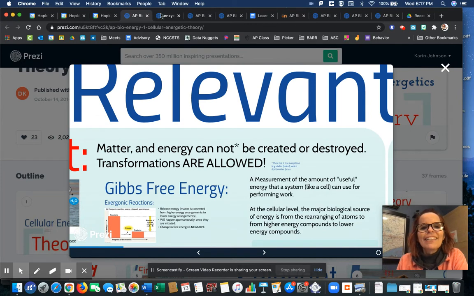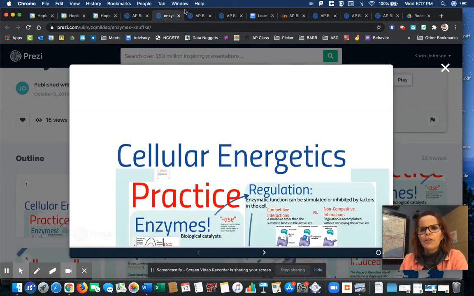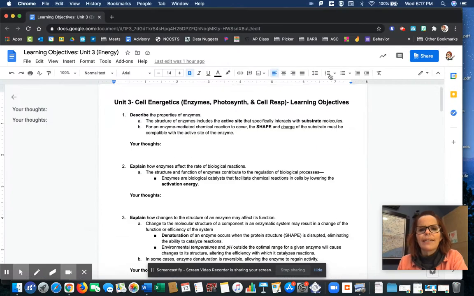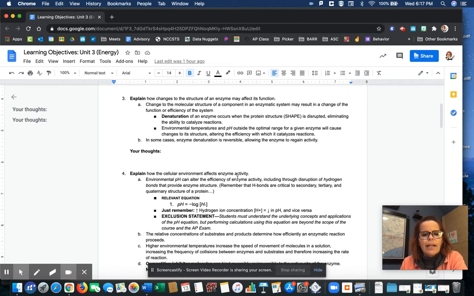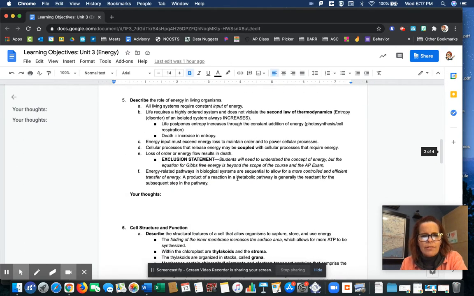I feel like that's enough information on this one. I'm going to move on to enzymes. You know what? Why don't I double check the learning targets and see if there's anything I didn't mention. They require an input of energy. Life requires a highly ordered system and does not violate the second law of thermodynamics. Cell processes may be coupled with cellular processes that require energy. That happens during both photosynthesis and cell respiration.